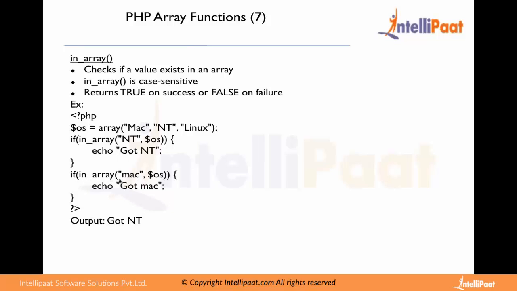In the second condition I am checking Mac. This value still exists in the array, but in_array is case sensitive. So both are not the same. Both are different because one is in lowercase and in the other, M is in uppercase. So it will give me false. If I write M in capital letter, then it will give me true. So in_array will check whether a value exists in the array or not, but the check is case sensitive. If it is not the same, it will give me false.